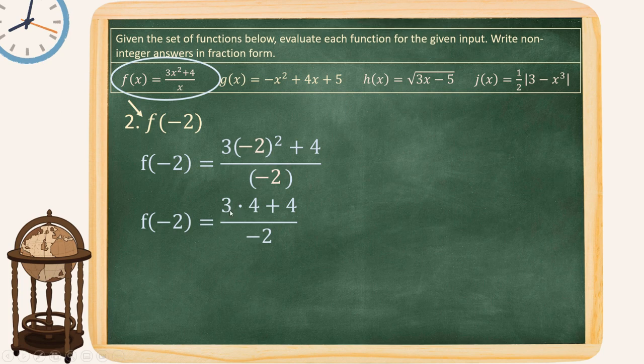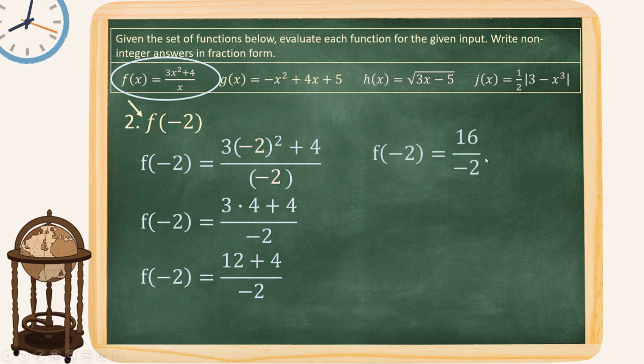And then we'll do the multiplying. 3 times 4 gives us 12. And then our adding, 12 plus 4 gives us 16. And then lastly, the fraction bar means to divide. So 16 divided by -2 gives us -8. f of -2 equals -8. Make sure you write your final answer using function notation.